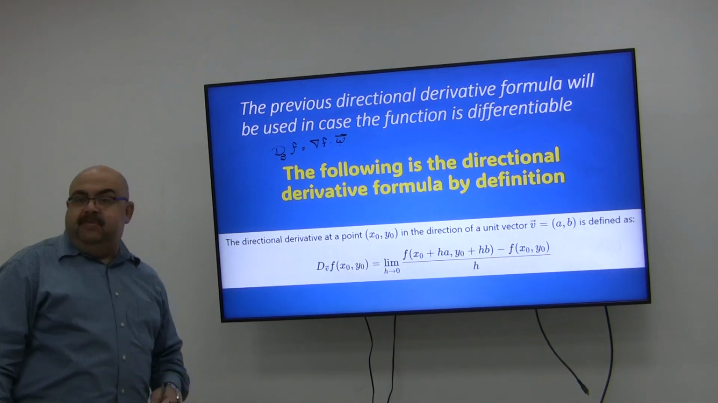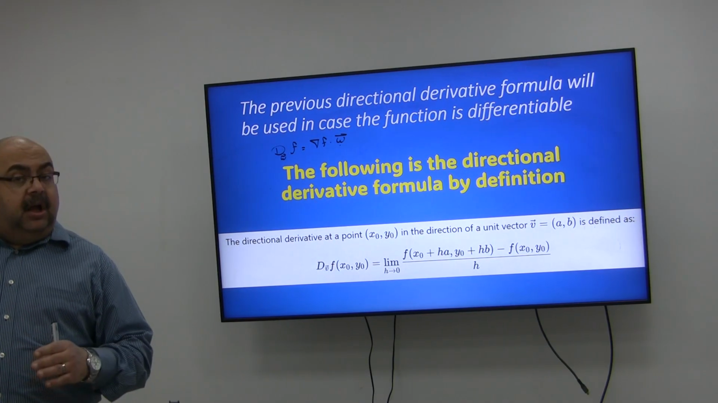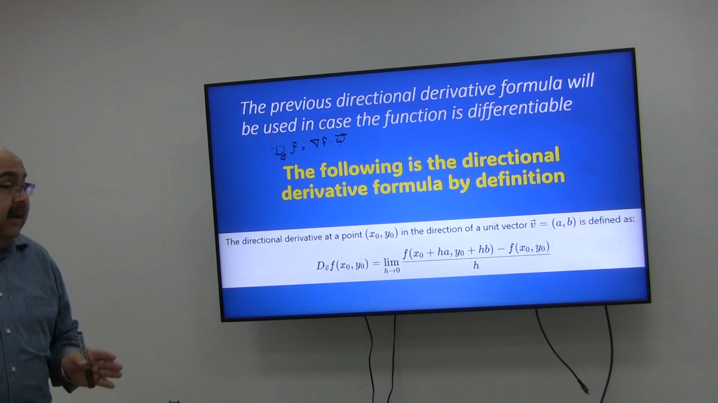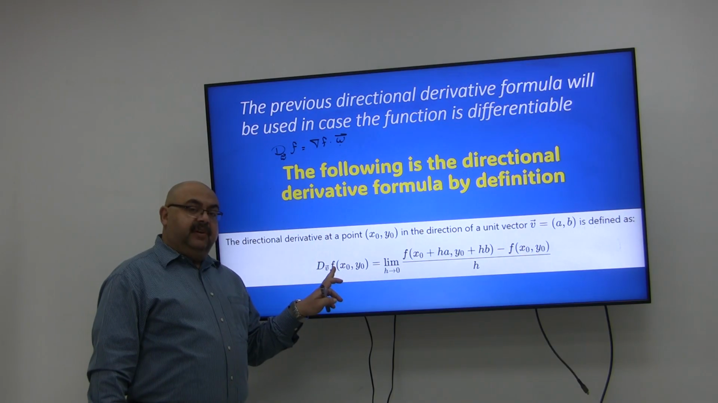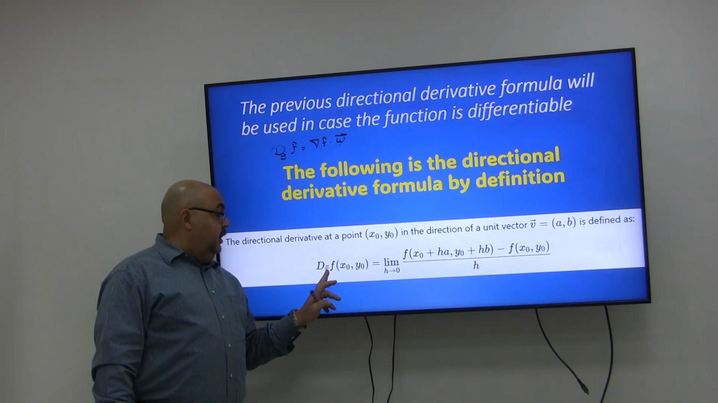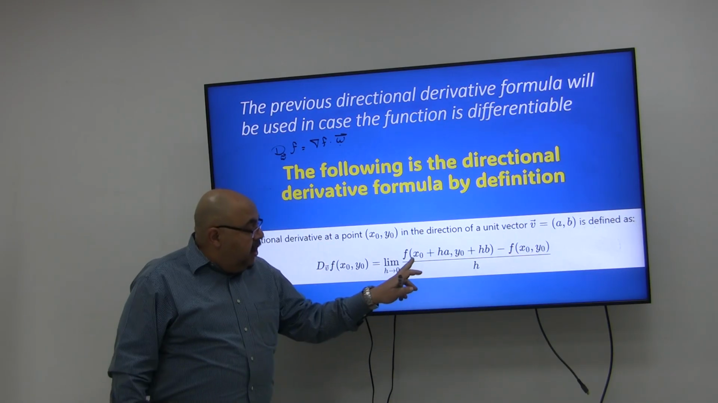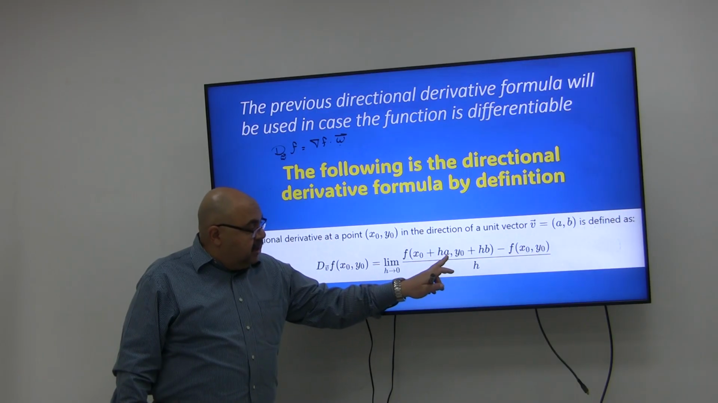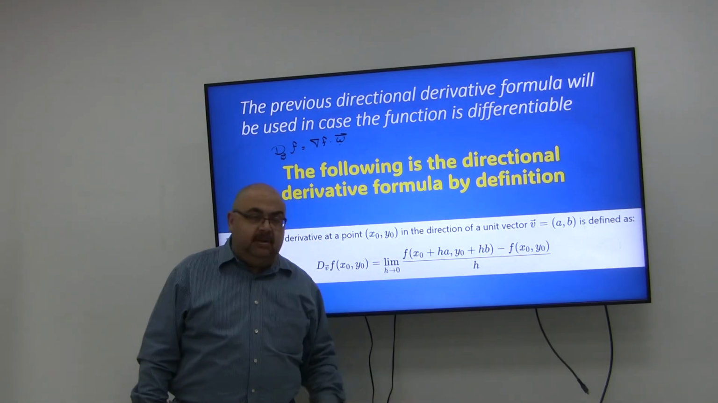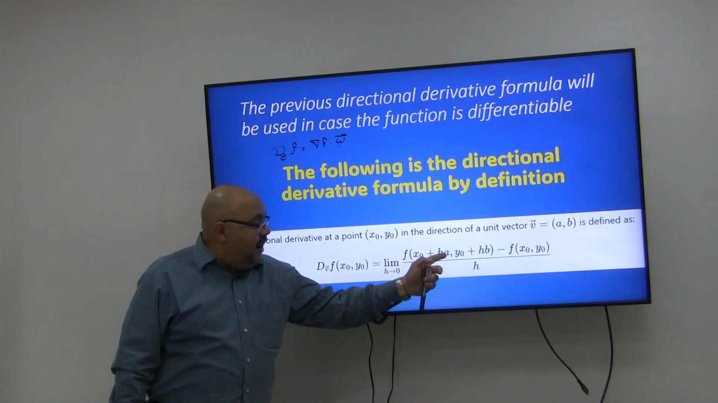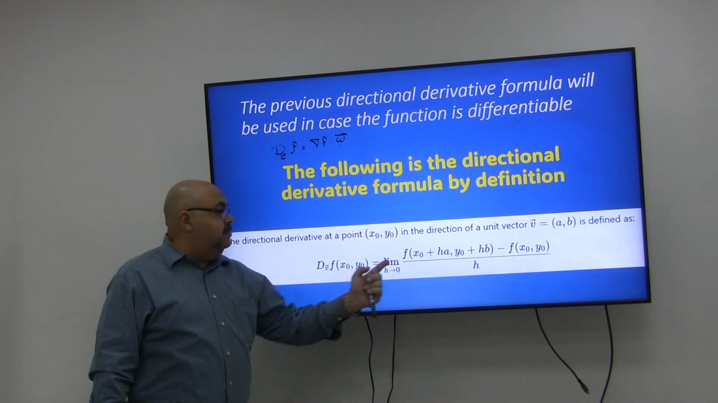If not, if I'm dealing with a piecewise function or a function that's not differentiable at that point, or I'm suspecting the differentiability, I will use this law, which states the directional derivative of f at the point x naught y naught in the direction of v. It's going to be very, very simple. It's the limit as h tends to 0 of f of x naught plus h times a, y naught plus h times b, minus f of x naught y naught, divided by h. Those a and b are the coordinates of the vector v, which is multiplied by h.